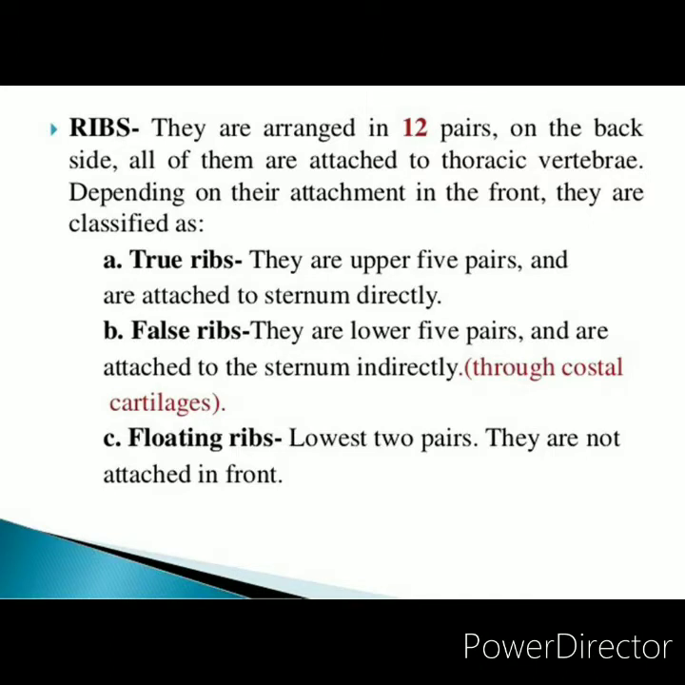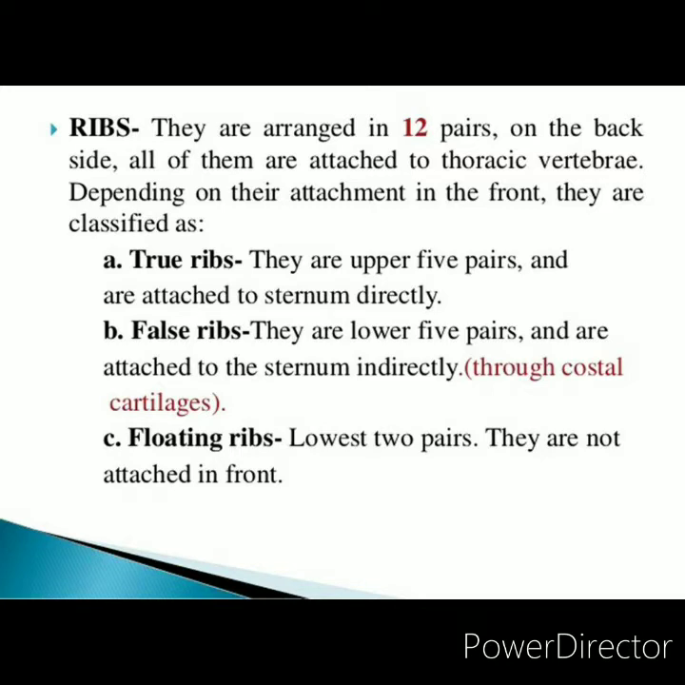Okay, so the front ribs are classified also into three parts. True ribs are the upper 5 pairs. They will be known as true ribs, and they are attached to the sternum directly. They are the main protective area for your heart and the lungs. So they are directly attached to your sternum.